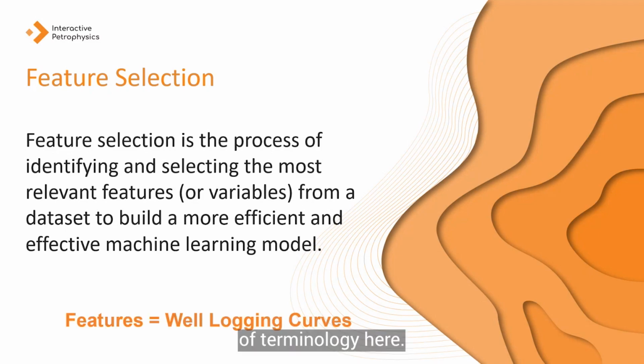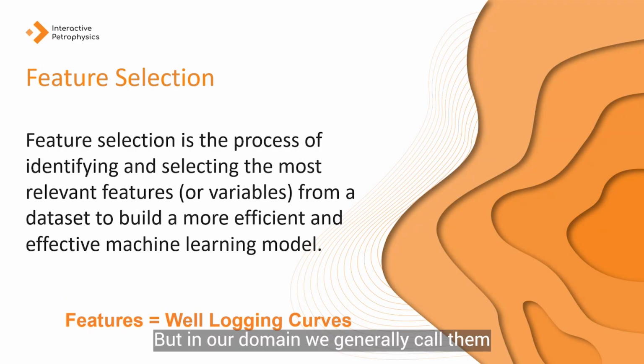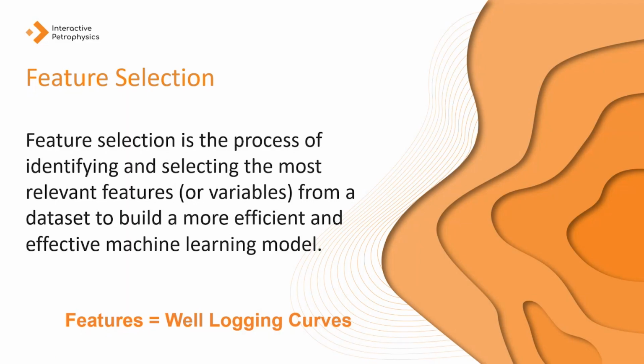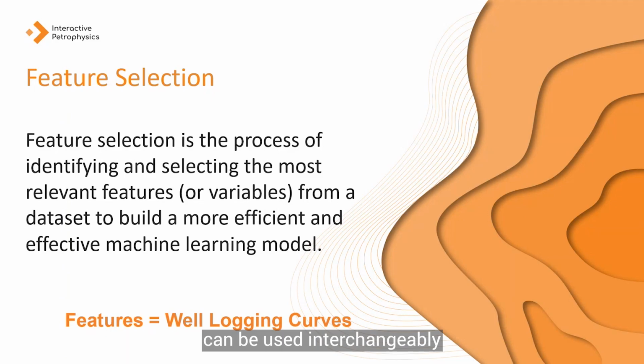So there's a bit of terminology here when dealing with machine learning and dealing with our domain, the petrophysics, geoscience domain. In machine learning, the individual variables are called features, but in our domain, we generally call them well logging curves or well log inputs. So these terms can be used interchangeably, but they generally mean the same thing: features, well logging curves, and variables.